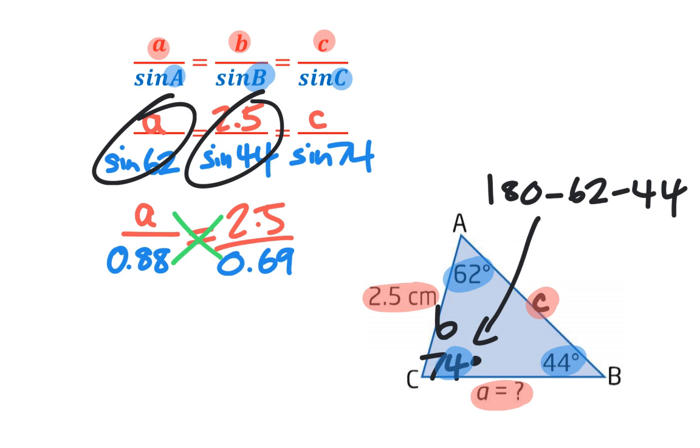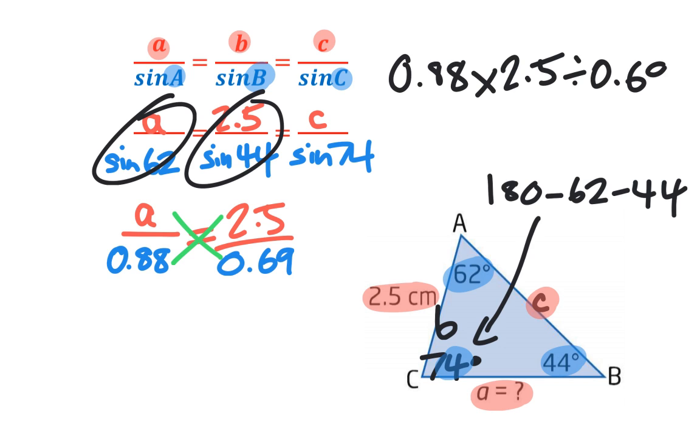We want to solve this by using cross multiplication, which means we're going to multiply the numbers that are connected, then divide by the leftover number. I'm going to do that calculation over here on the side. So 0.88 multiplied by 2.5, and then divided by 0.69. And that's going to be equal to approximately 3.2. Therefore, the side length of a is approximately 3.2 centimeters.